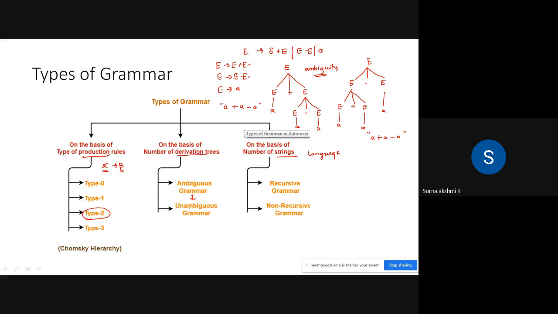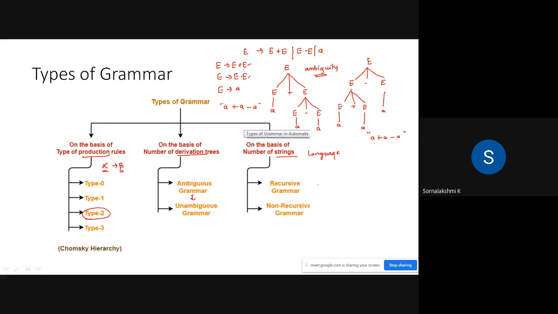So this is based on the derivation trees: same string, multiple parse trees is called ambiguous grammar. I hope you follow. Any doubts? Please stop me.